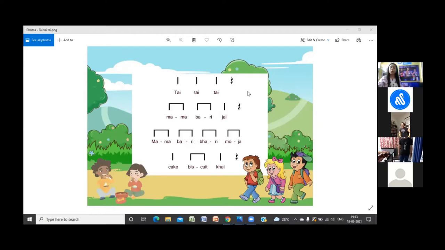One, two, off we go. Tai, tai, tai. Mama bari chai.